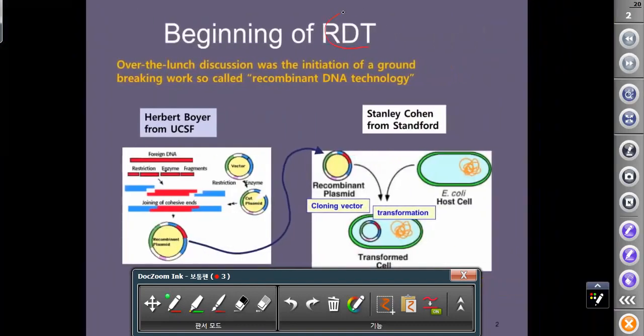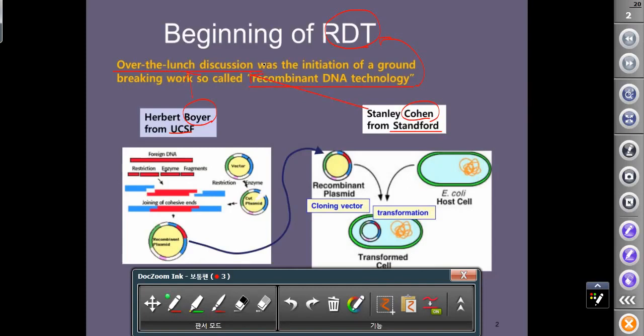Alright, RDT is the abbreviation of recombinant DNA technology. So from now on I'm going to call it RDT instead of the full name. Okay? So this RDT was initiated over a lunch discussion. Interestingly, Dr. Boyer from the University of California in San Francisco and Dr. Cohen from Stanford University met at a conference and they had lunch together. Okay, that was the beginning of RDT. Isn't it interesting?